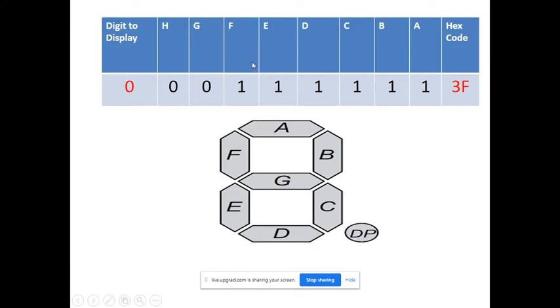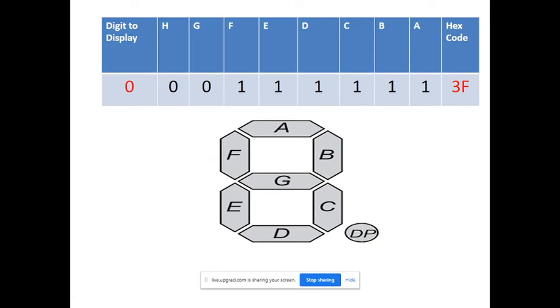Once you have written this, just calculate the lower nibble. The lower nibble is 1 1 1 1, that is F. And what about the upper nibble? That is 0 0 1 1, that is 3. So your code is 3F. Means when you provide 3F as a code to the 7 segment display, it will display 0 on the screen. When you provide 3F, G and H are off and all other LEDs will be on, and it will display 0 on the screen.